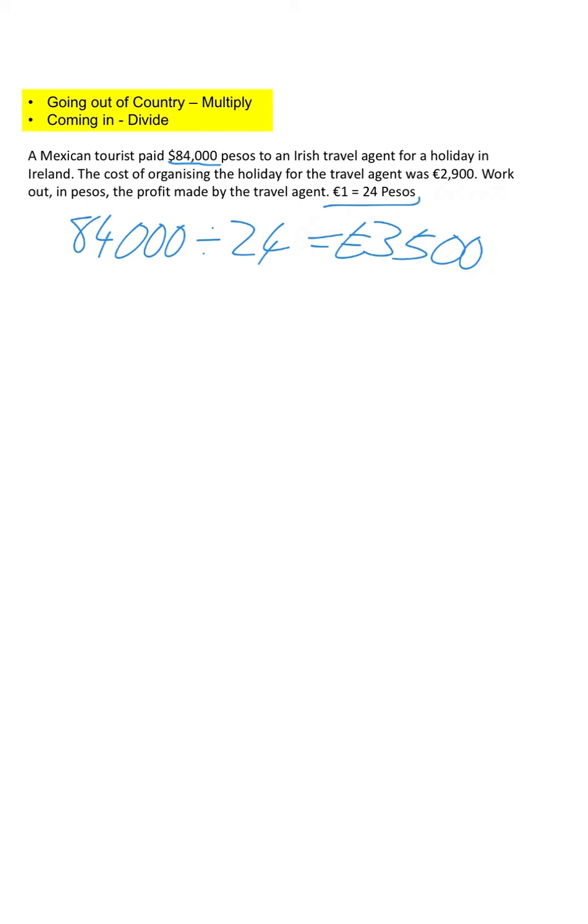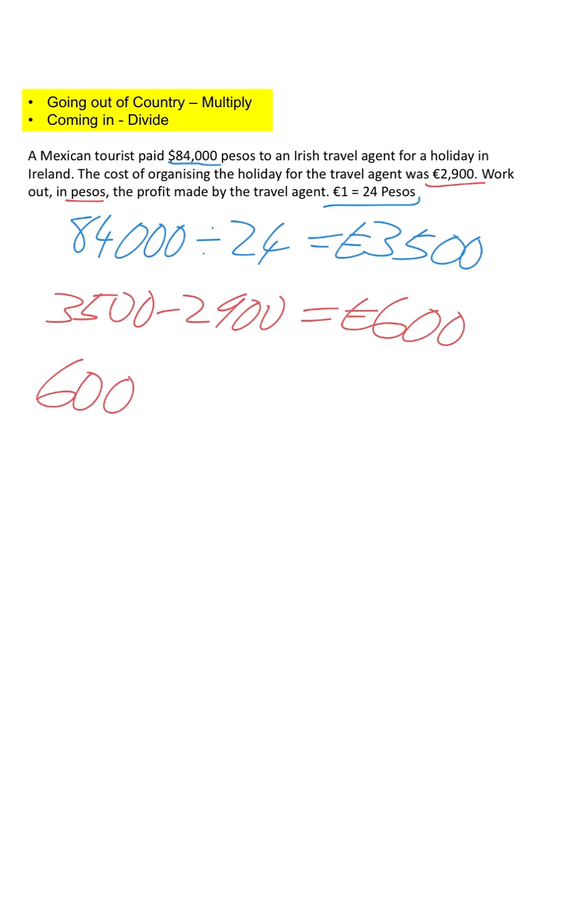But then we're told that the cost of organising the holiday was 2,900 euros. So that means there's a 600 profit for the travel agent. So 3,500 minus 2,900 is €600, and that's what the travel agent makes. But we're asked to work it out in pesos, so let's do 600 multiplied now by 24, because we're going out of the country again. When you're going out, you multiply, so 600 by 24 gets us 14,400 pesos.